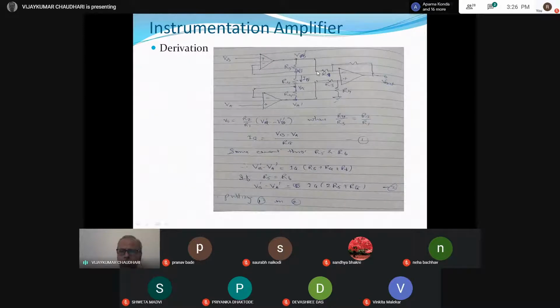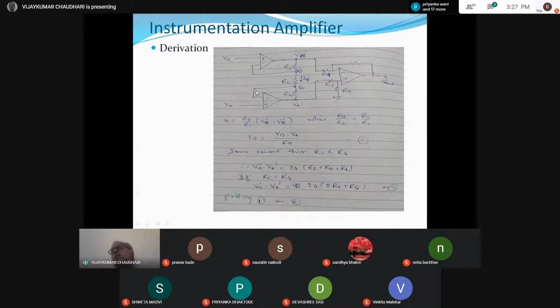In this case, I want this current, because I have assumed this voltage as VA dash and this as VB dash. So what will be IG? IG will be this voltage minus this voltage divided by RG, that is, VB minus VA divided by RG. How is it VB minus VA? Why have I assumed this voltage as VA and this as VB? Because I don't know this voltage. How can I say this is VA and this is VB?